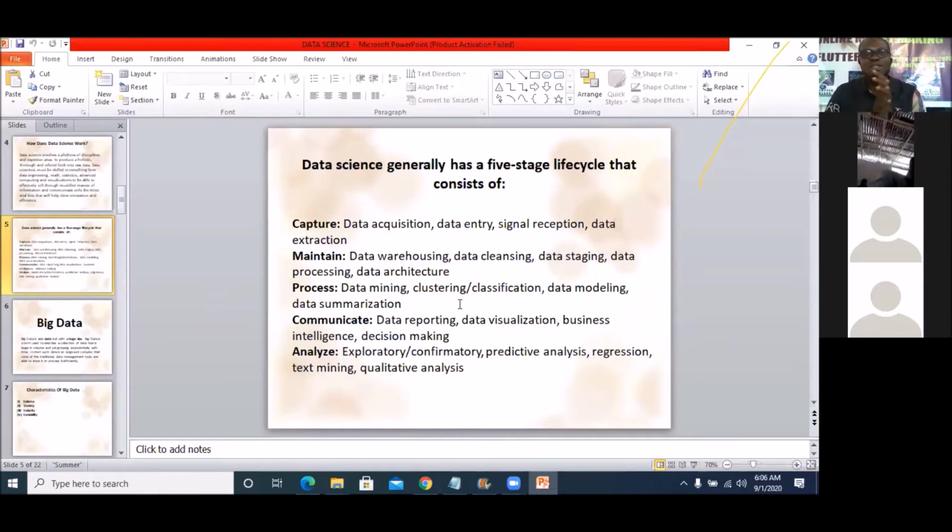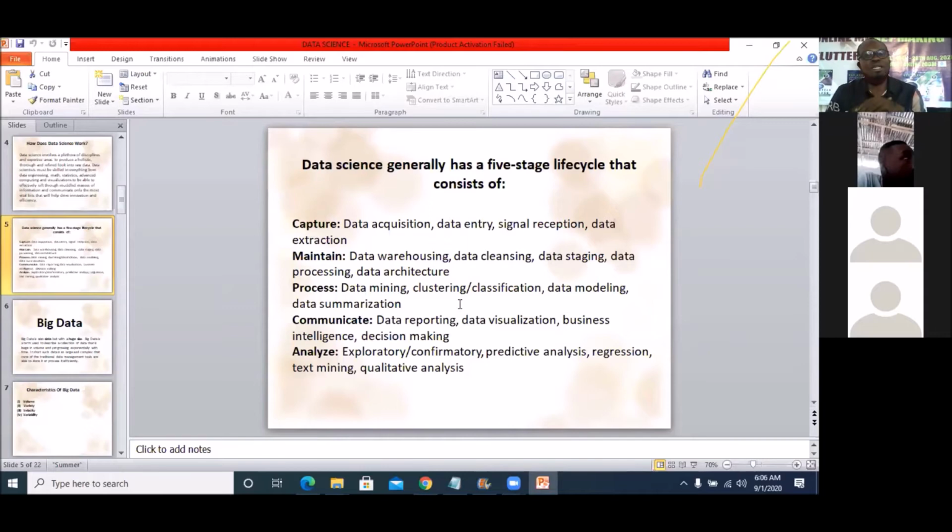We are going to use Python to train you on how to do data cleansing, warehousing, staging, and the rest of them. Then the third process is processing, which includes data mining, clustering and classification, data modeling, data summarization. In processing, this is actually where you build your model and let your model do the work for you, which we'll also do in practical terms.